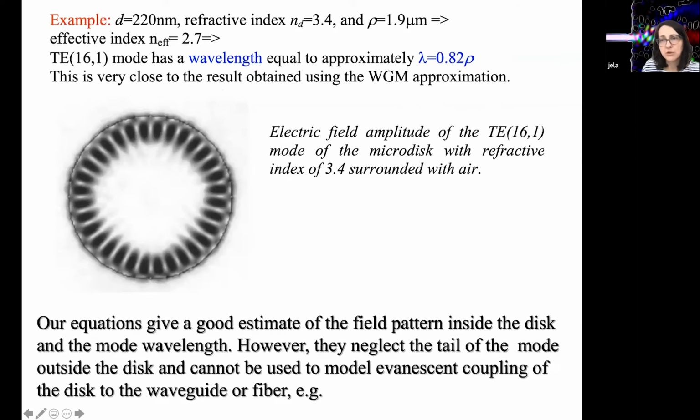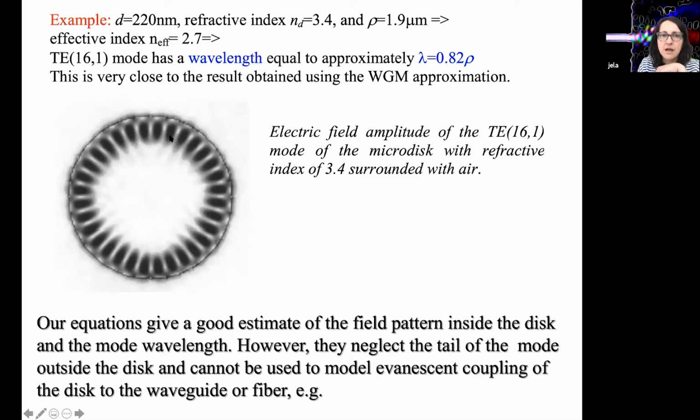At m equal to 16, n equal to 1, you are already sufficiently in the regime where you can apply these approximations, both the whispering gallery mode approximation and the effective index approximation. Of course, there is some degradation coming from applying them, but it's not a very big degradation. It's pretty much the same as the solution that we obtained numerically.